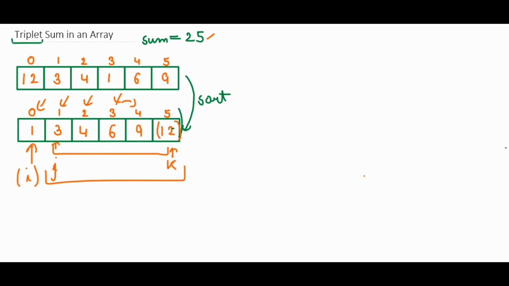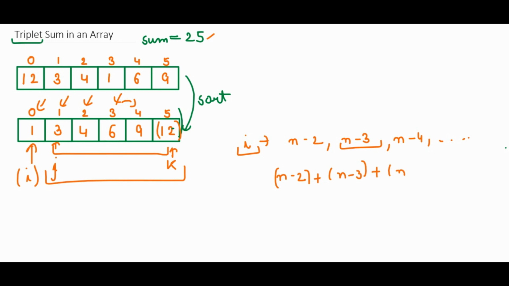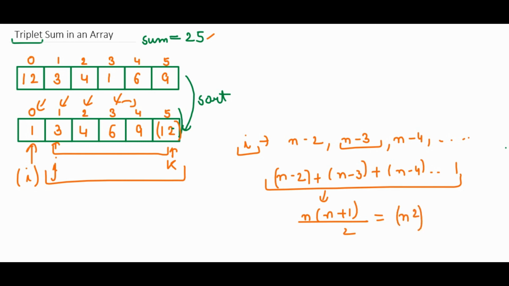So for every i, we have to travel first n minus 2 elements, then n minus 3 elements, then n minus 4 elements, and so on, right? So the total time complexity is n minus 2 plus n minus 3 plus n minus 4, right? Till 1. So this is almost equal to the sum of n elements, which is n into n plus 1 by 2, which is almost equal to n square, right?